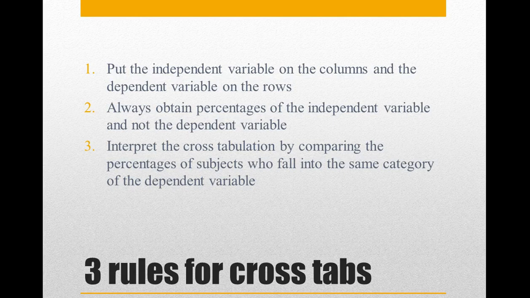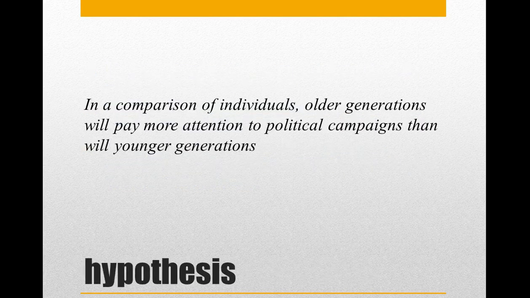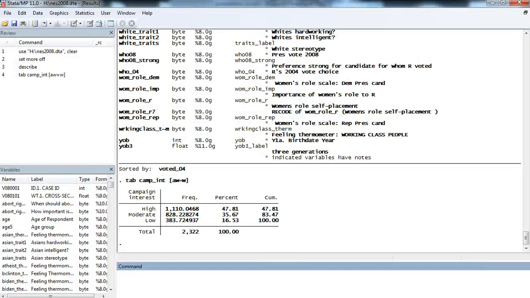Let's look at an example. We want to look at the hypothesis on page 60, which says that in comparison of individuals, older generations will pay more attention to political campaigns than will younger generations. In the dataset NAS 2008, we have the variable camp_int, which is the interest in the campaign. So we will use tabulate.